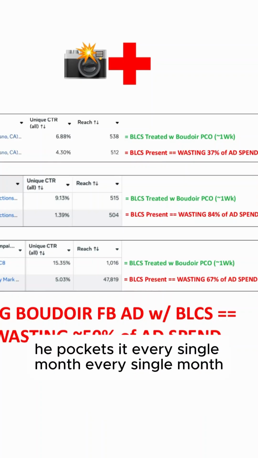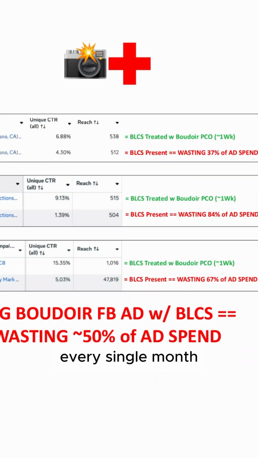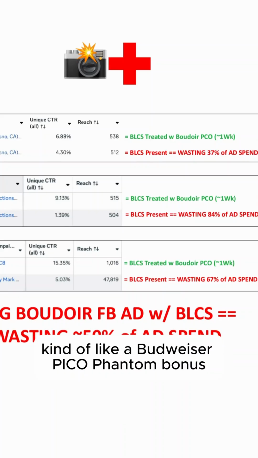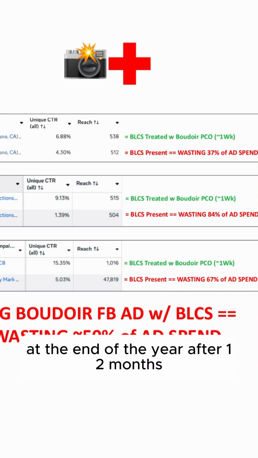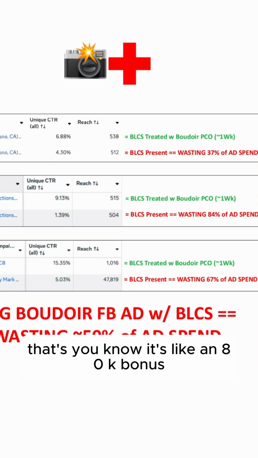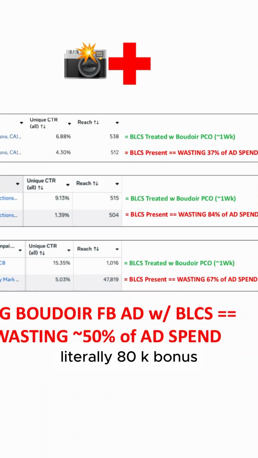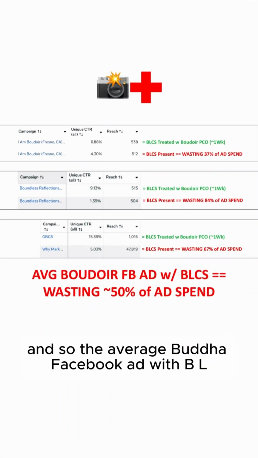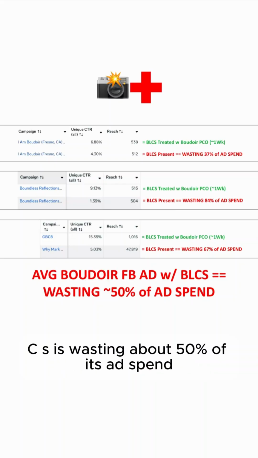He pockets it every single month. Kind of like a Boudoir Pico phantom bonus. And at the end of the year, after 12 months, what's that? It's like an 80K bonus. Literally, 80K bonus. And so the average boudoir Facebook ad with BLCS is wasting about 50% of its ad spend.